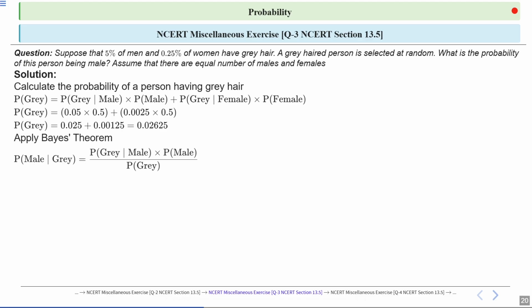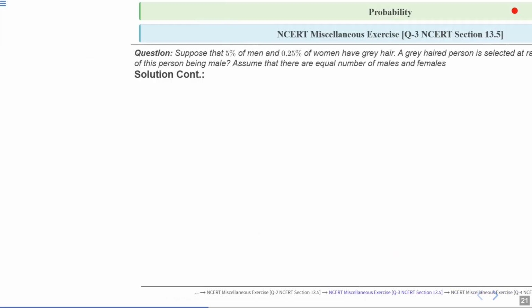Now apply Bayes theorem. Probability of male given that grey hair equals probability of grey hair given that male multiplied by probability of male, divided by probability of grey. Substituting these values into the formula, we get probability of male given that grey haired equals 0.05 times 0.5 divided by 0.02625. Further simplifying, this is equal to 0.025 divided by 0.02625.